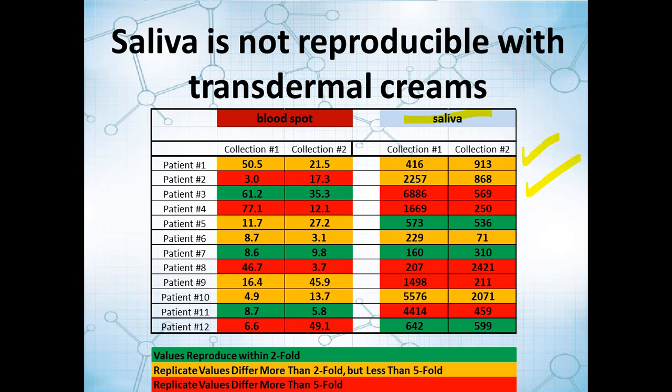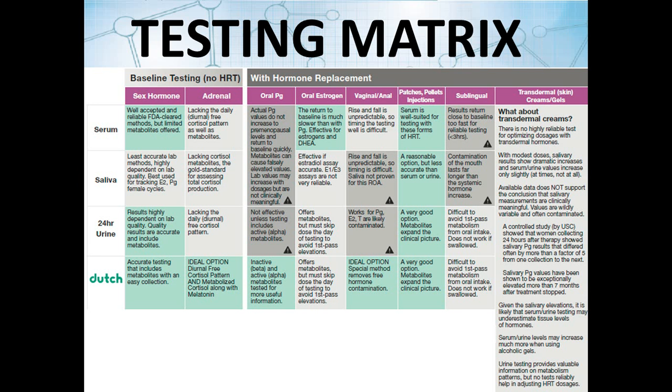In this study, it was most common for somebody to differ from one collection to the next by a factor of 5 or more, and there are other issues to work through in terms of whether this represents systemic exposure to hormone. But at its most basic level, if we don't have clinical precision or reproducibility, then we can't go around changing dosages based on these values.